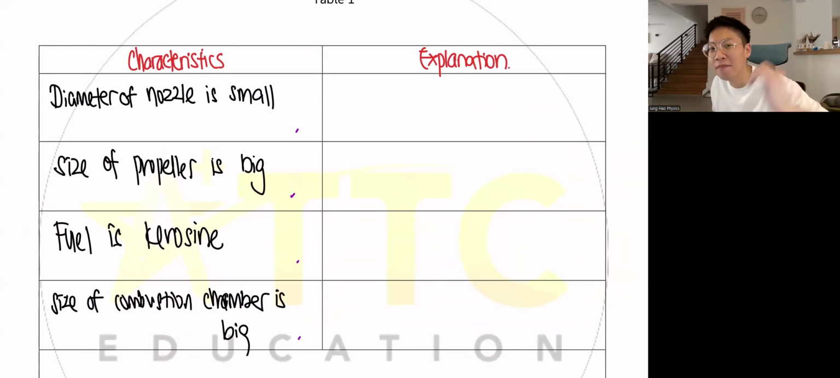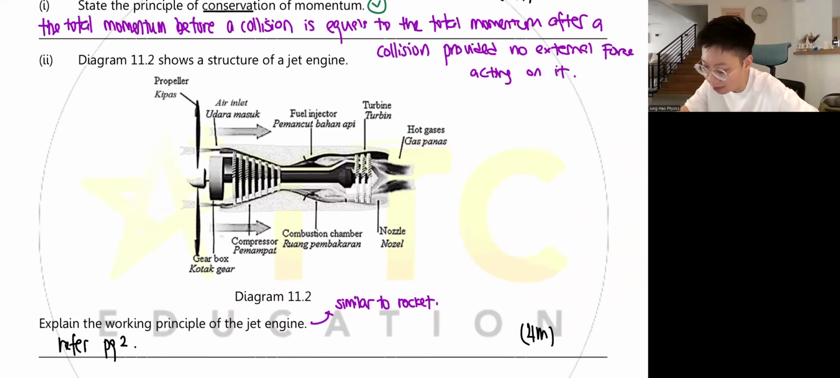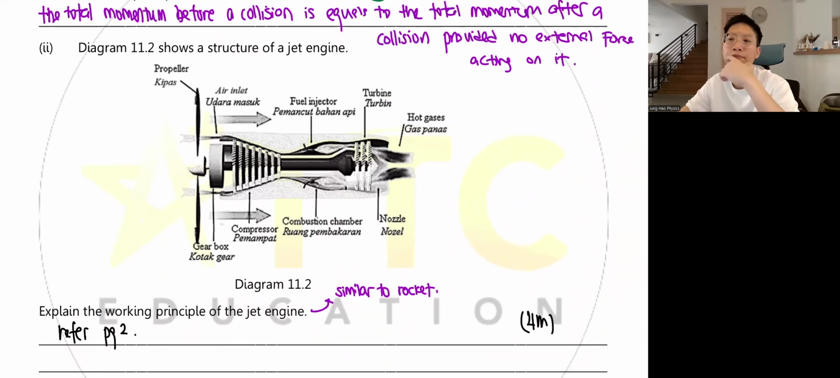Okay, so let's start with the diameter of nozzle is small. Okay, guys, why do I want the diameter of nozzle to be small? Important or not important? Okay, please, guys, I ban this answer. Whoever wrote that answer, all I ban.